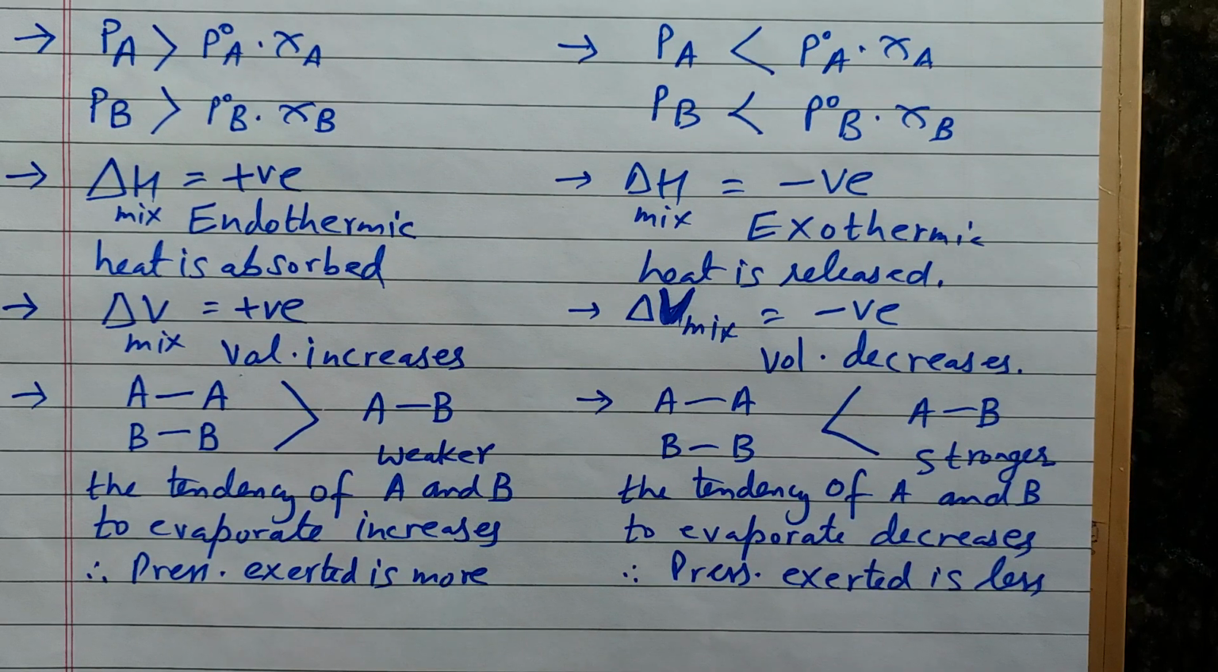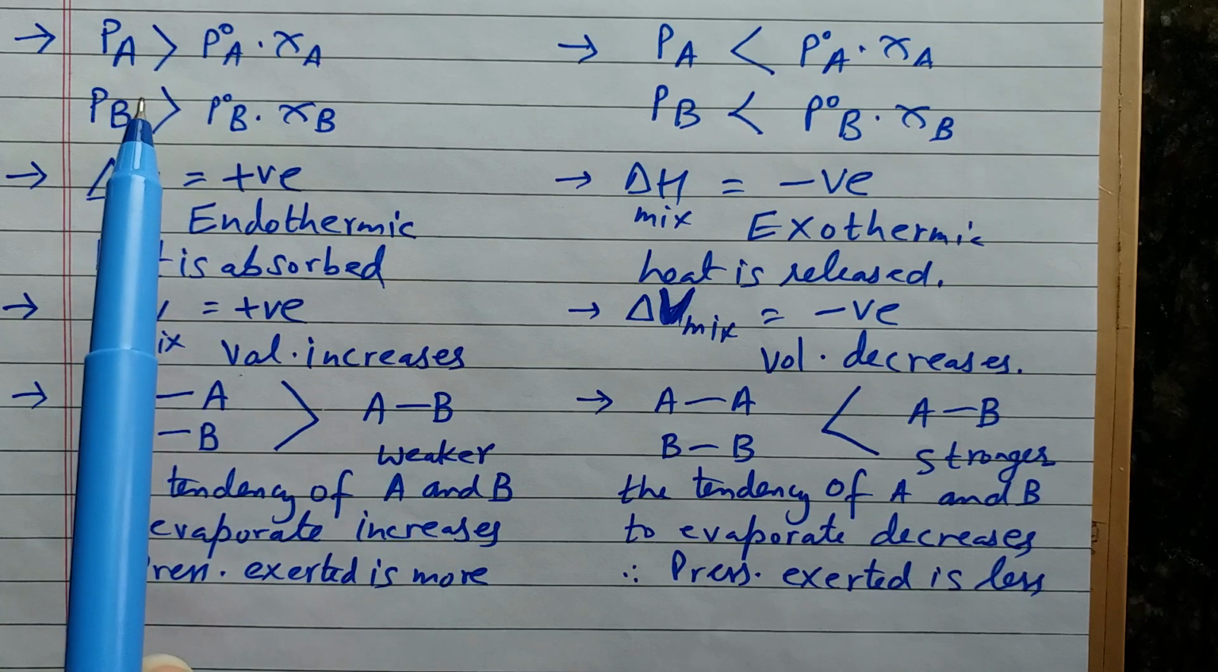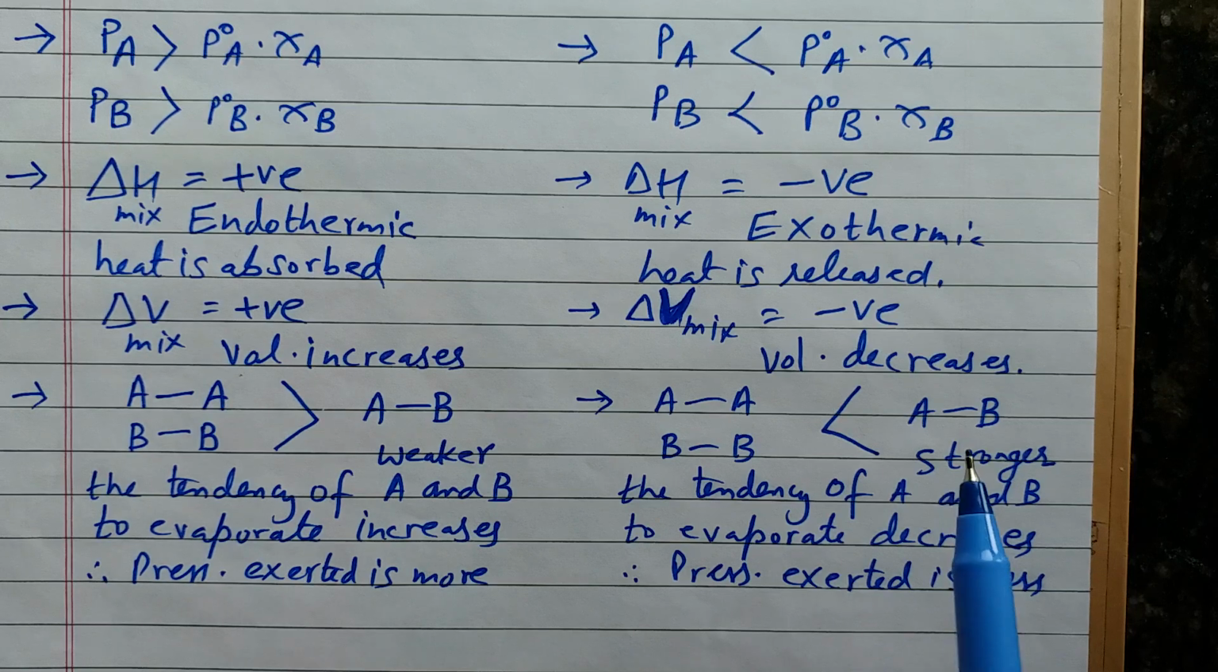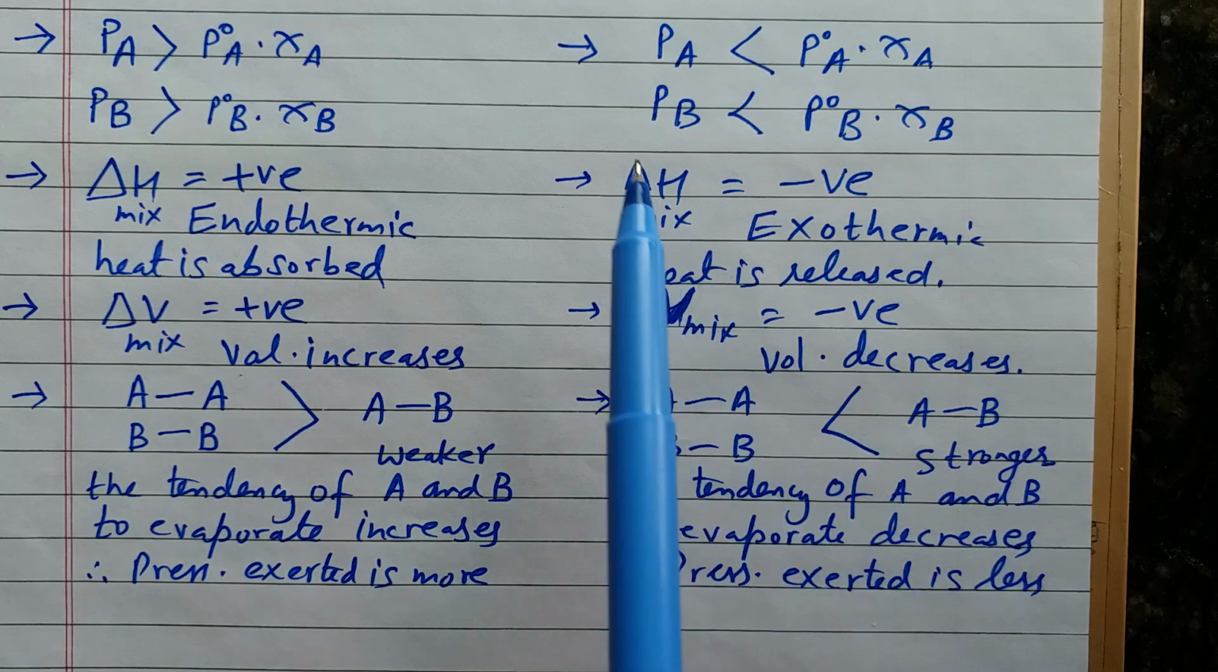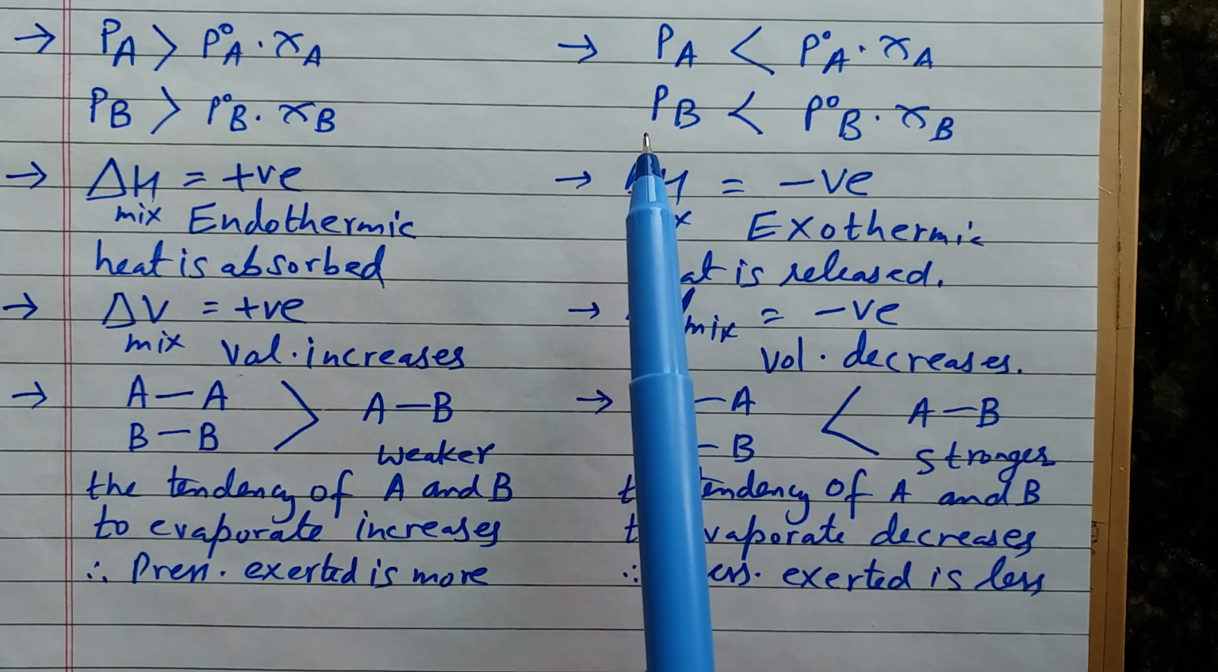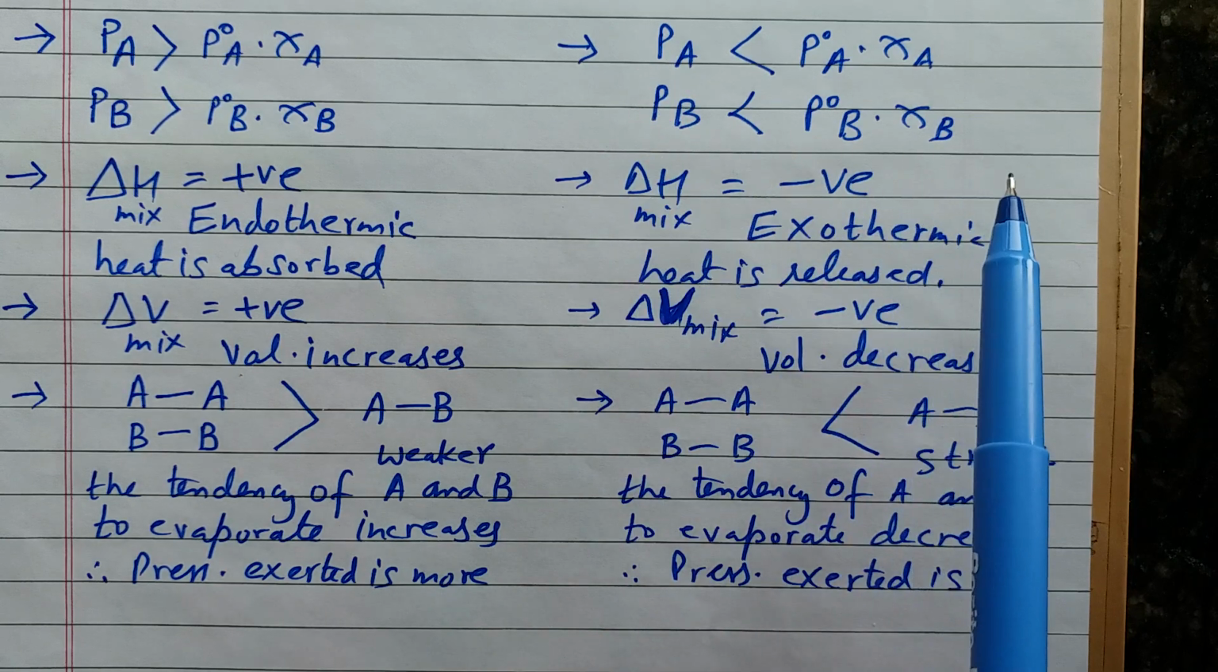So I'm recollecting. In positive deviation, the final interactions are weak. When the final interactions are weak, the bonds are broken easily, and more evaporation results in higher pressures than expected. Now in negative deviation, when the final interactions are stronger, the tendency of the solvent and the solute particles to evaporate decreases, and therefore the pressures exerted in reality are less than what was expected.